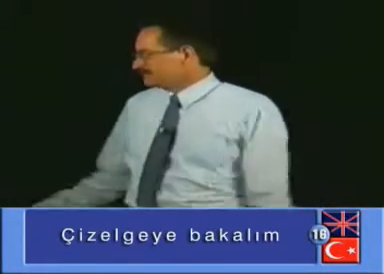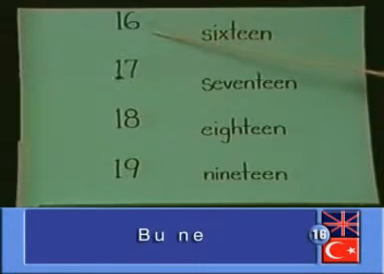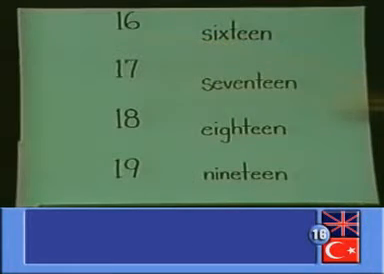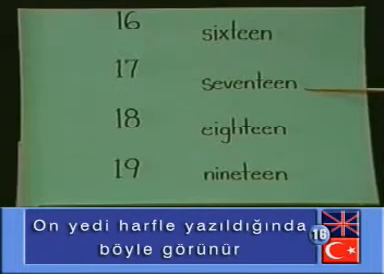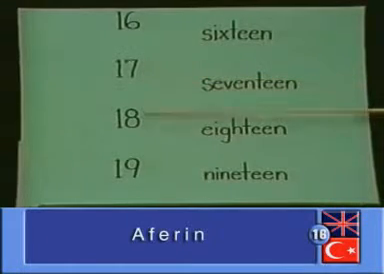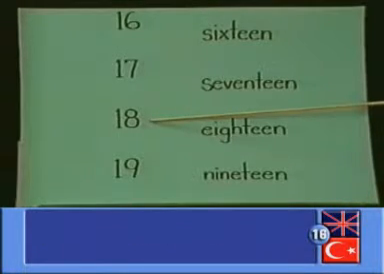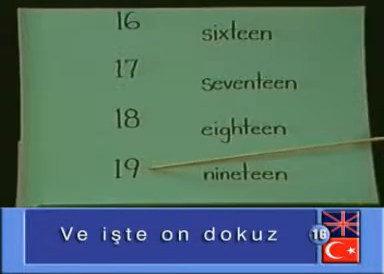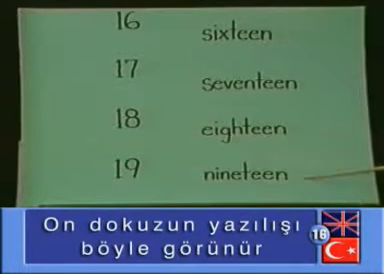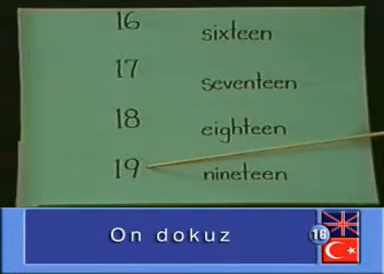Let's look at the chart. This is 16. It's written in letters this way. What is this? 16. This is 17. 17 looks like this in letters. The name of the number is 17. Good job. This is 18. And here's how 18 looks when we write it out. Tell me the number again. 18. And here is 19. 19 written looks like this. Tell me what this is again. 19. Good.